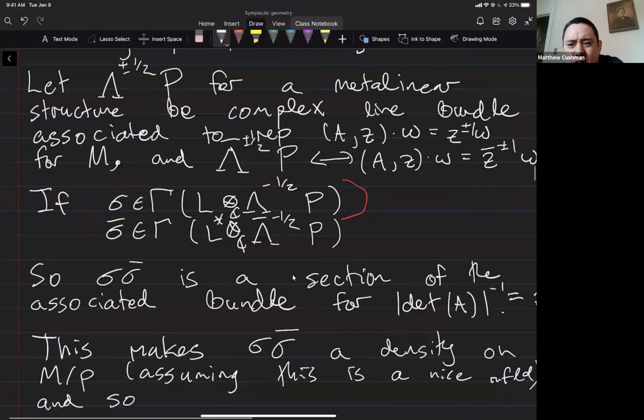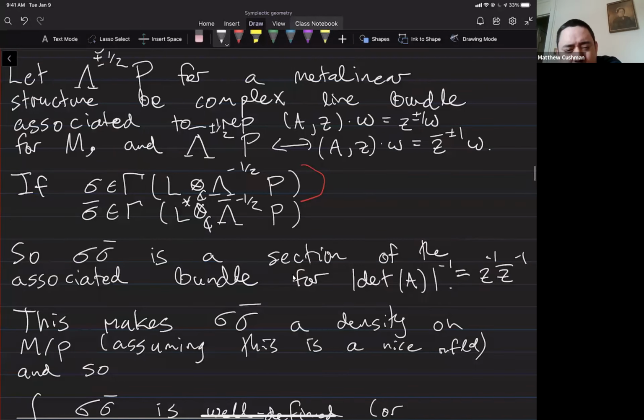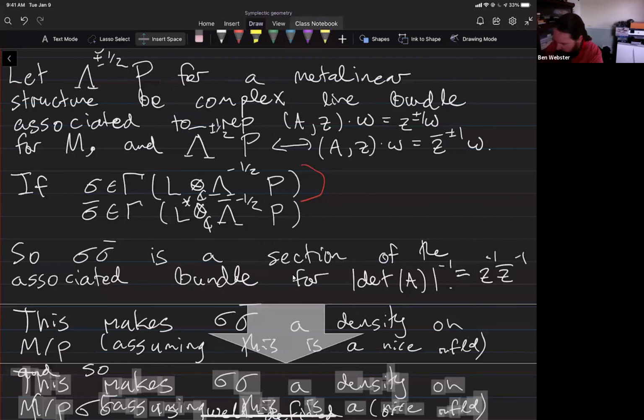Sorry, quick question. Would you mind just explaining, because you have a section of two different line bundles here, and then you write that the product is a section of, can you just say exactly what you mean by when you multiply sections of two different bundles like that? I think you said it, but if you could just repeat it.